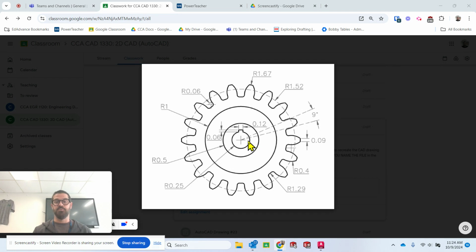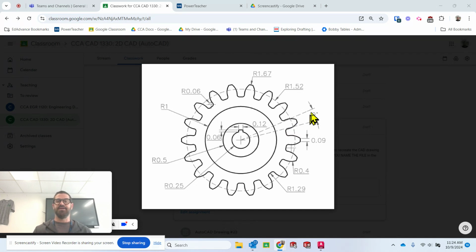So there's 1, 2, 3, there's 4, which is the inner edge of each tooth. There's 5, which is the outer edge of each tooth. And then there's a 6th circle that would be a construction circle, okay? So you're going to need to draw in 6 circles, one of which is a construction circle. All the dimensions are given.